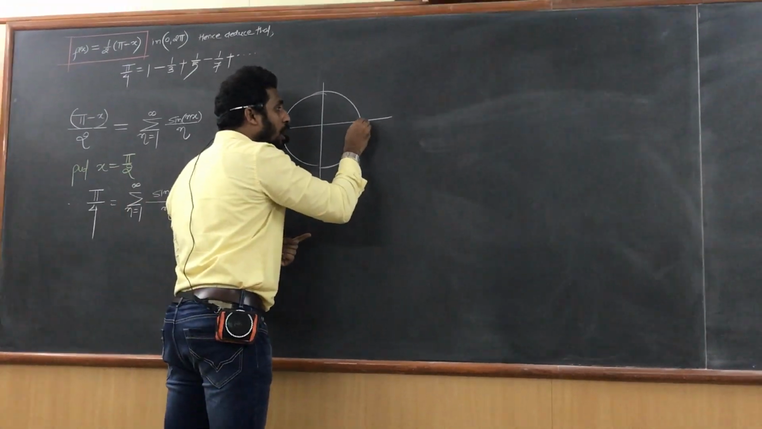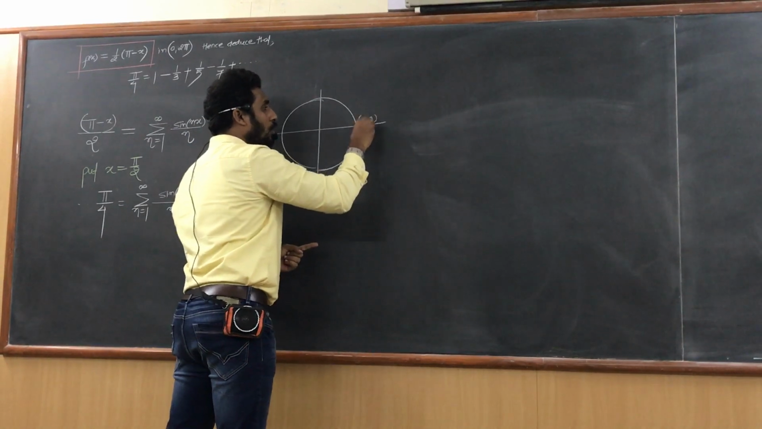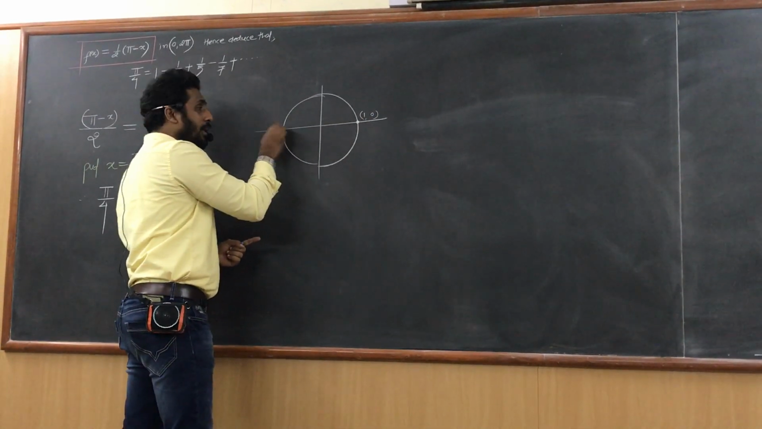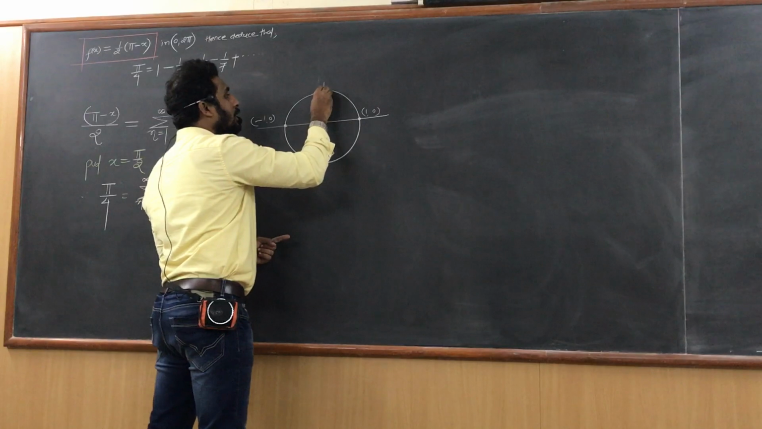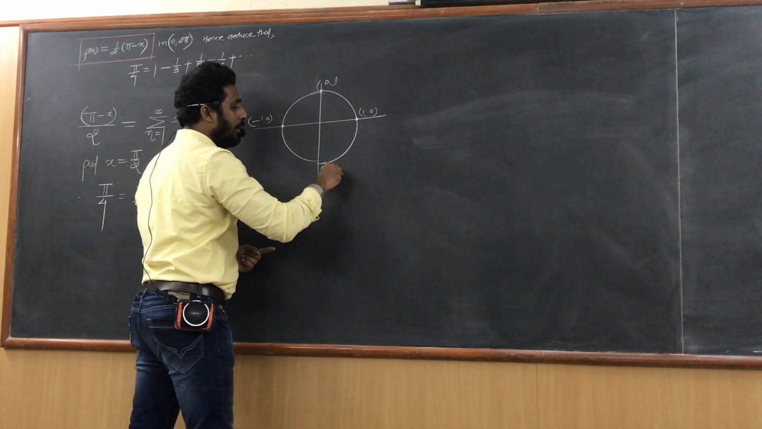अगर मैं तुमको इस पॉइंट का कोऑर्डिनेट पूछा, if I ask you the coordinate of this particular point, is it 1, 0? If I ask you the coordinate of this point, is it minus 1, 0? Is this point 0, 1? This point 0, minus 1. Did you get that part?